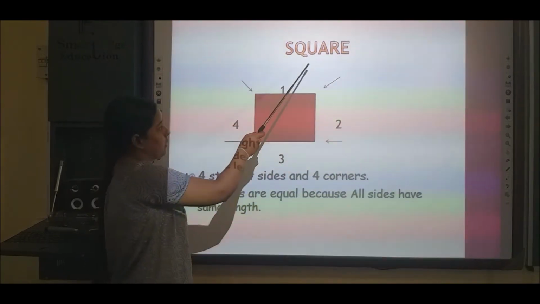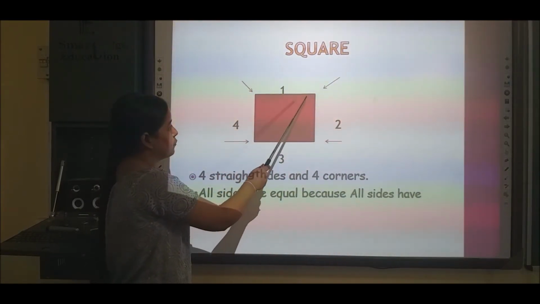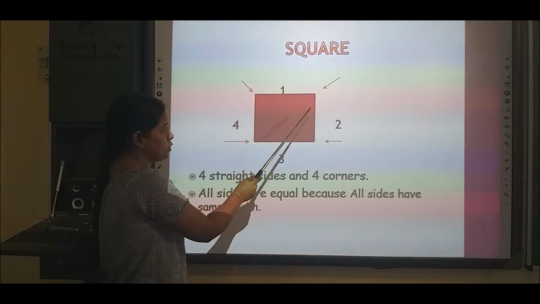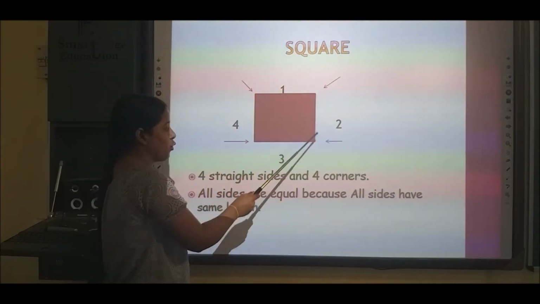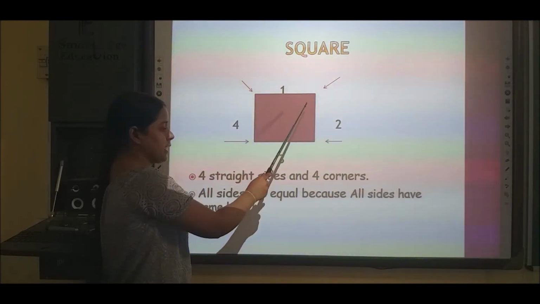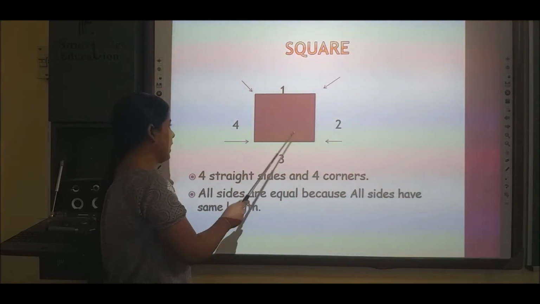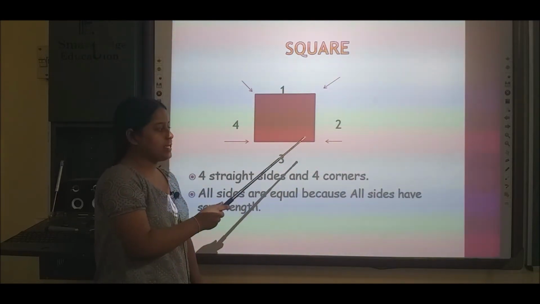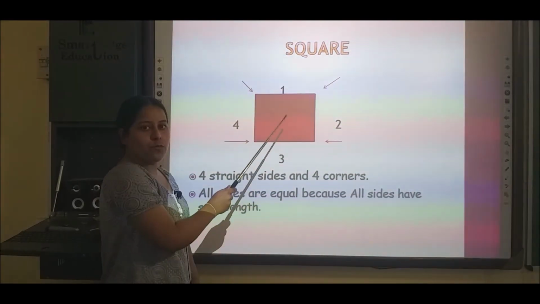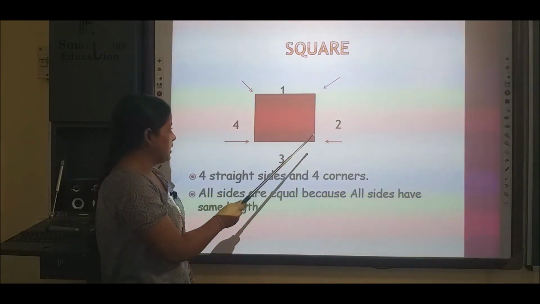Next is square. A square has 4 straight lines: 1, 2, 3, 4. It also has 4 corners. All sides are equal because all sides have the same length. The difference between a rectangle and a square is that it has 4 same size lines.